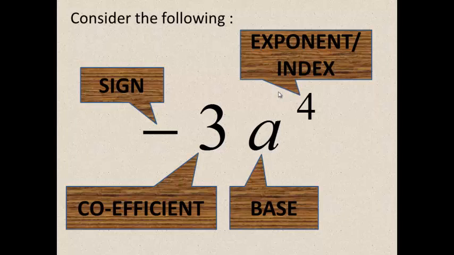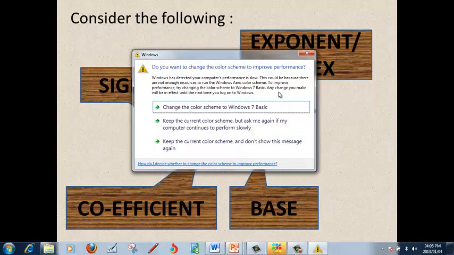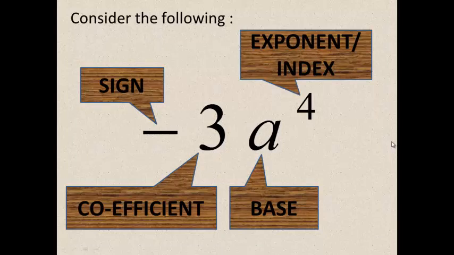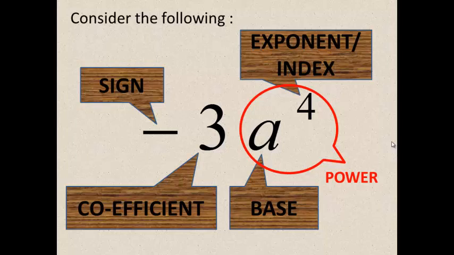One index, many indices. So you will understand that we are dealing with one index, many indices. So if I come across the word indices, you know exactly what I am talking about. This portion over here, a to the exponent 4, is known as the power.